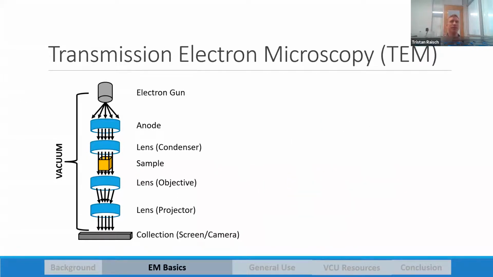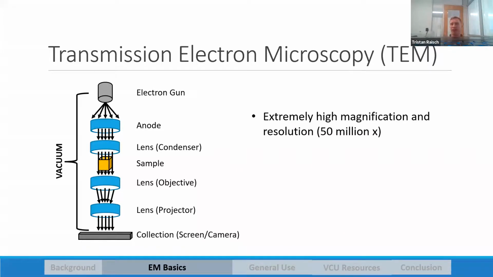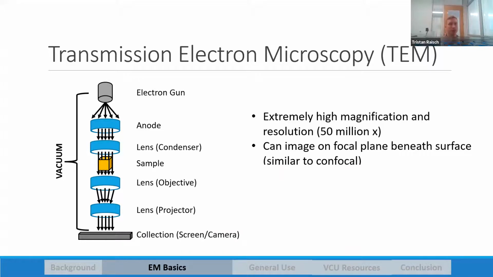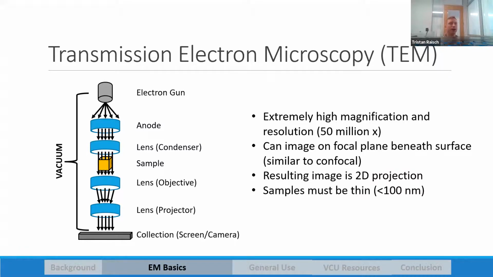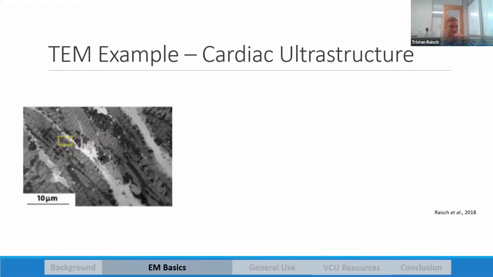The main strength of a TEM is its incredibly high magnification, as it is possible to get magnifications of up to 50 million times. No other microscope on the planet can get such high magnification. It can almost also image on a focal plane beneath the surface of a sample, similar to a confocal light microscope. And the resulting image is a 2D projection captured on that screen or camera at the bottom of the column. The main drawback is that the samples have to be extremely thin, less than about 100 nanometers or so, so that the electron beam can pass through the sample. The result is, again, an extremely powerful tool.